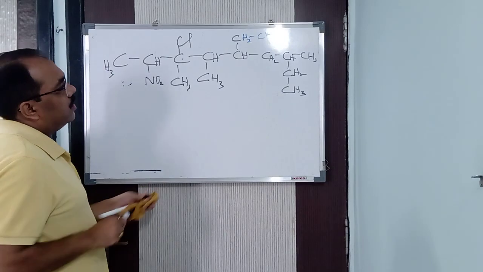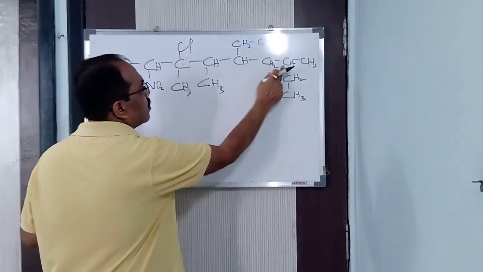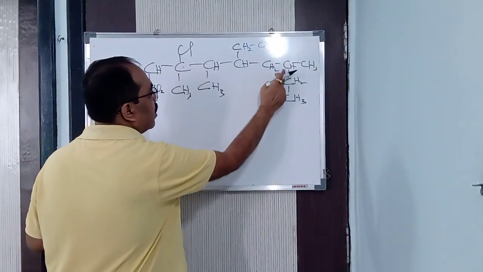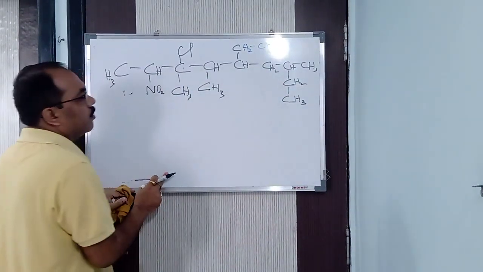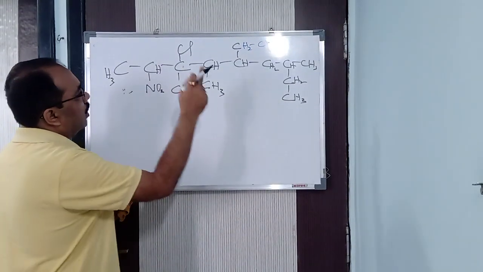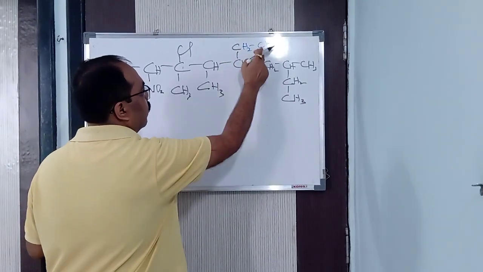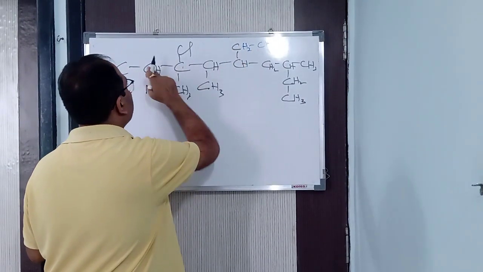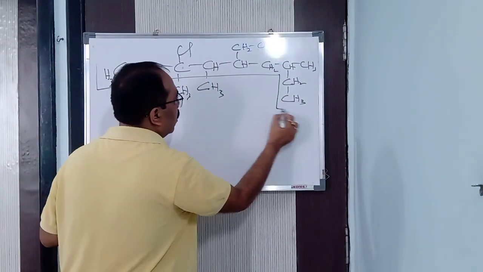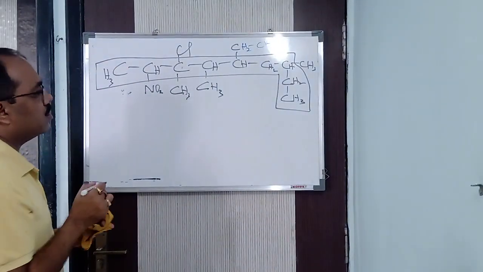Now first I will find the longest chain. 1, 2, 3, 4, 5, 6, 7, 8, 9. We get 9 carbon atoms. Any other longest chain, can you see it here? I don't find any other. Let's see one more: 1, 2, 3, 4, 5, 6, 7. 7 it comes. So hence this is your longest chain.